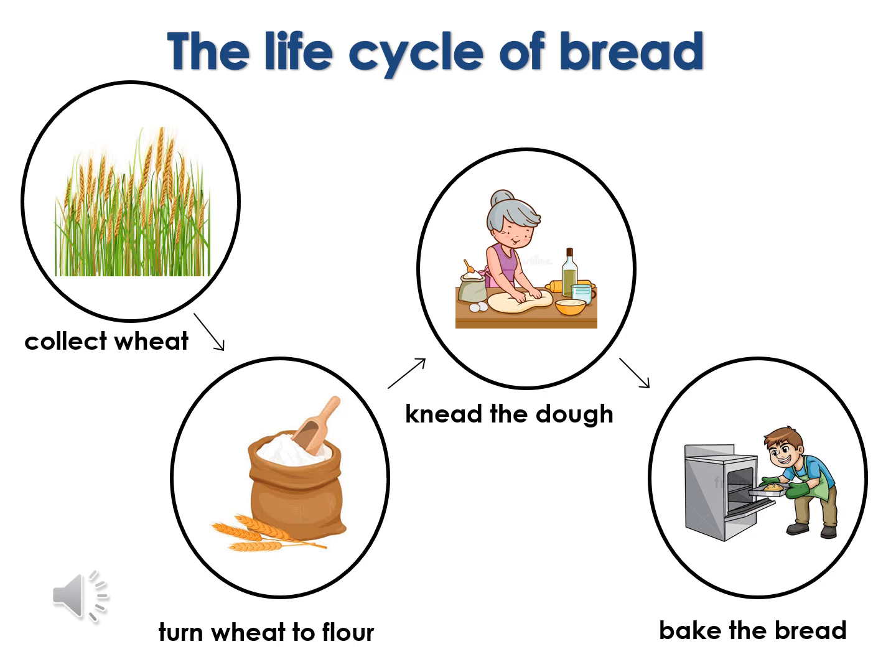Now, the life cycle of bread from the Discover book. Number one, collect wheat. Number two, turn wheat to flour. Number three, knead the dough. Number four, bake the bread.